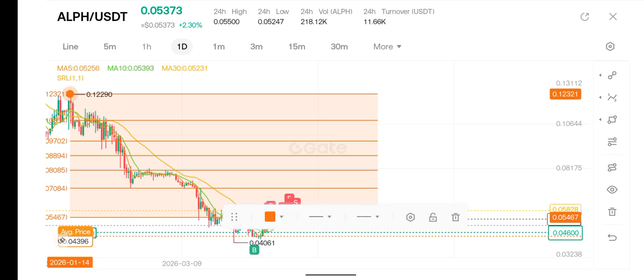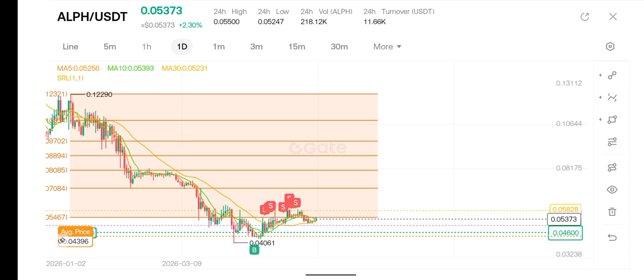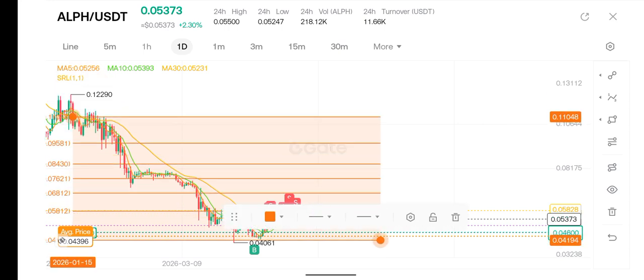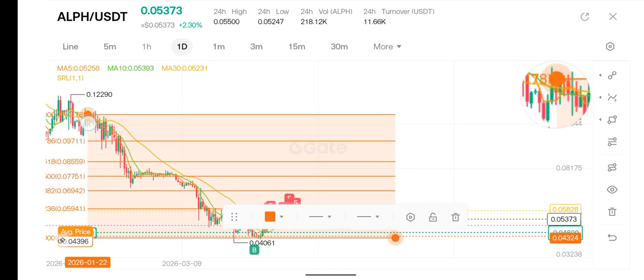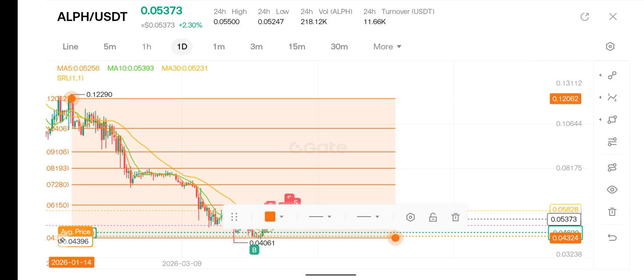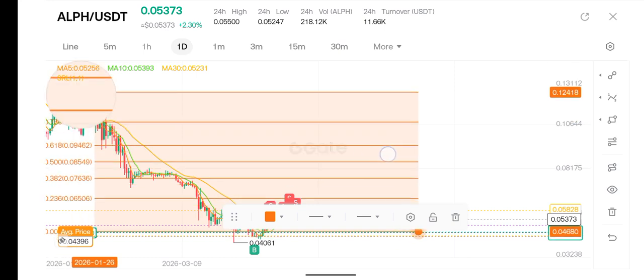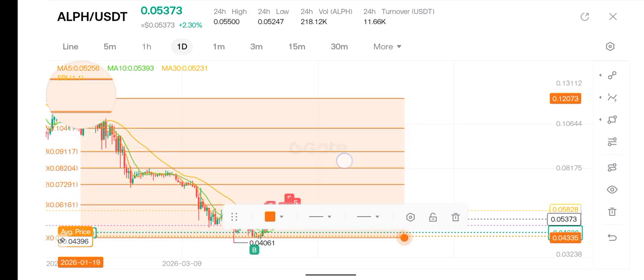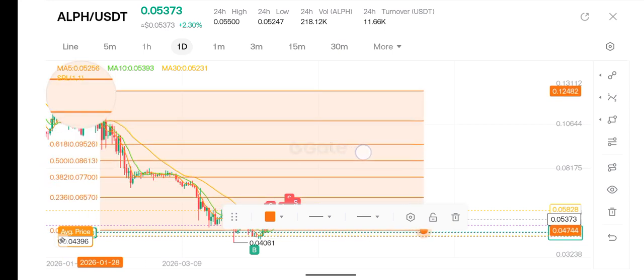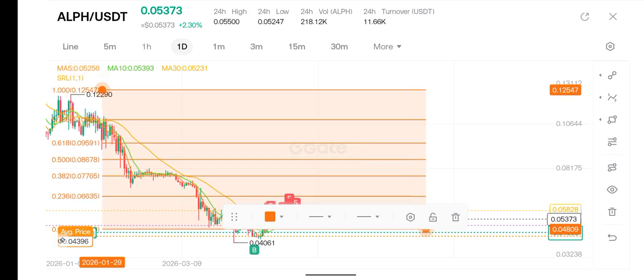I'm just trying to draw the chart. Okay, and this one. Good. So using Fibonacci retracement, we can see that we're expecting a price recovery.